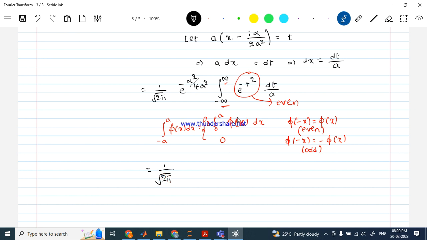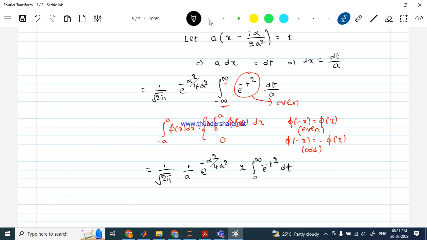And when you are writing in the exam, there is no need to write this expression. You are just saying this is an even function. E power minus t square is an even function. As it is given from minus infinity to plus infinity, the value of the integral should be 2 times 0 to infinity function of x dx. So this time it is in terms of t. So 1 by a, let me just keep this constant out, e power minus alpha square by 4a square into 2 times integration 0 to infinity e power minus t square dt.